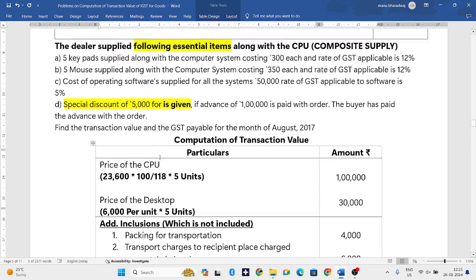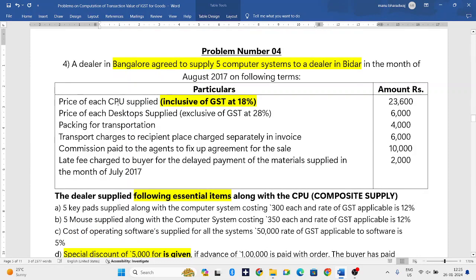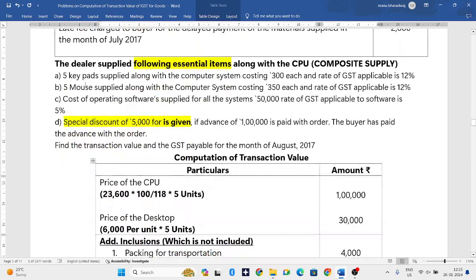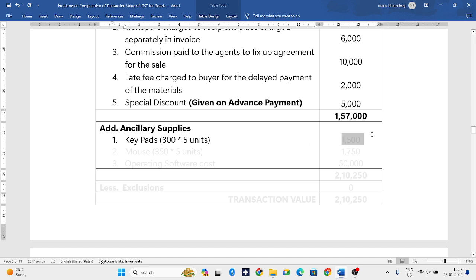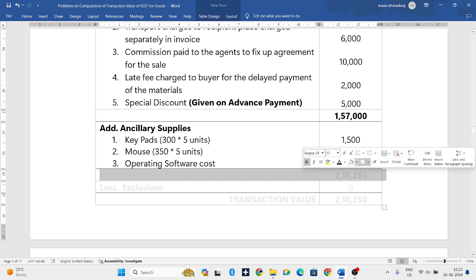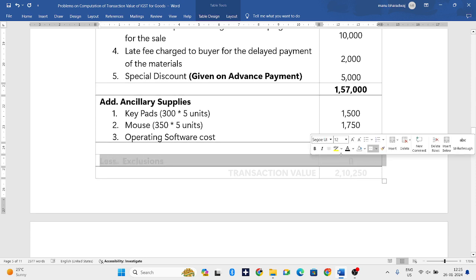We have ancillary supply. In composite supply, you know that there are two kinds: principal supply and ancillary supply. Here the principal supply is the CPU, and the ancillary supplies are the keypads, mouse and so on. Now we have to add all of that. A keypad is sold at 300 rupees each, and 5 keypads are sold, so 1,500 rupees. Next, a mouse is 350 rupees, and 5 units are sold, so total 1,750. Next, the operating software cost, total 50,000 rupees. So these are three ancillary supplies. Now add all these three to this 1,57,000. You will get 2,10,250.